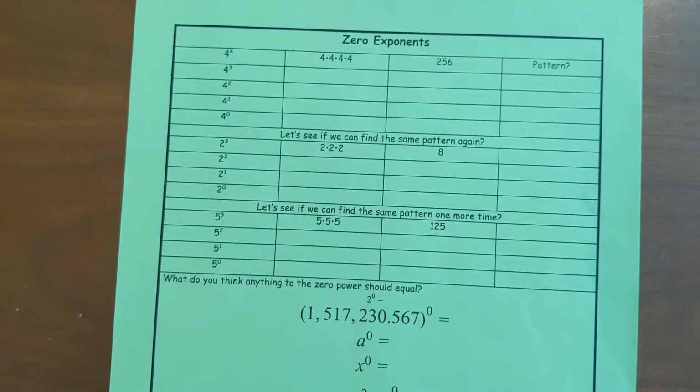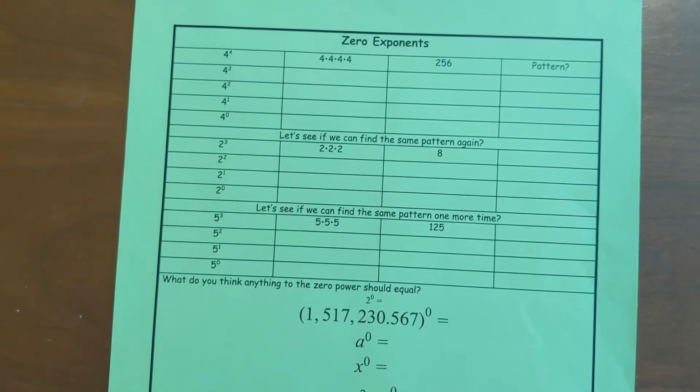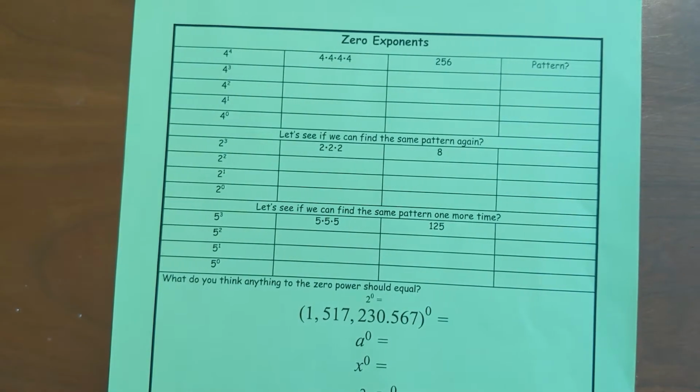Or I've heard 4. If you have 4 to the 0, oh, that's equal to 0. And I'll say no. And then students will say, oh, well, maybe it's equal to 4. And I'll say no. So we're going to discover what should a zero exponent mean. What does a number raised to the 0 power equal? We're going to do that by looking at these tables.